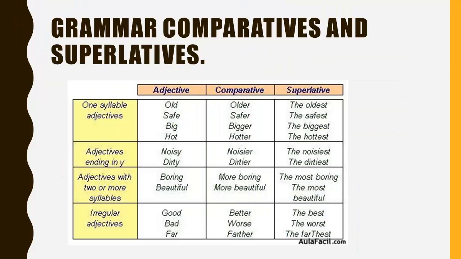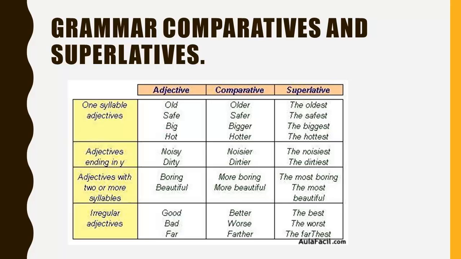I'm going to invite you to check the following chart about the most important rules about comparatives and superlatives. For example, when you have an adjective with only one syllable, to make a comparison in the case of the comparative, you add E and R at the end of the word, and in the case of the superlative, you say the and at the end of the word add the letters est. For example, the adjective is old, comparative older, and superlative oldest.